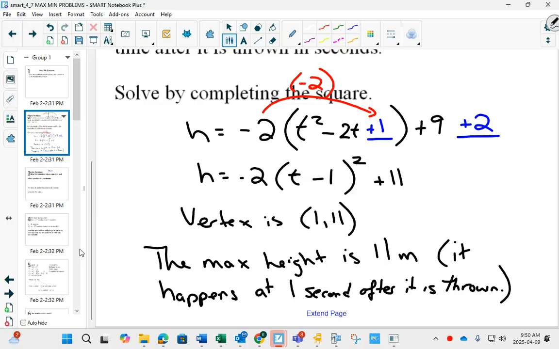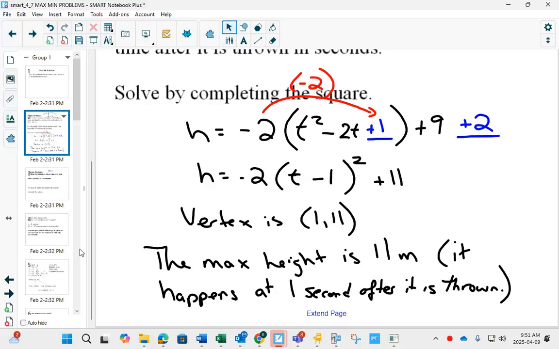So just ask for the max height. So that's your y-coordinate. And the max height is 11 meters. We need to make sure that we include our units. Sometimes they're going to ask, when does that happen? And in this case, it happens 1 second after it was thrown. Easiest questions, because really, if the equation's given to you, then the word problem isn't really a word problem. It's just like saying, can you find the vertex?